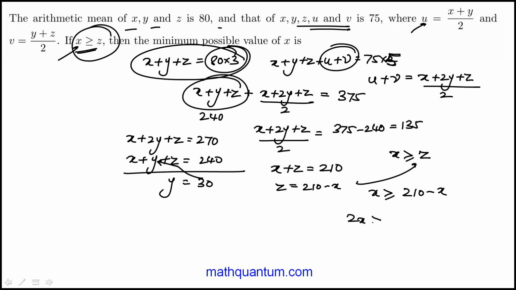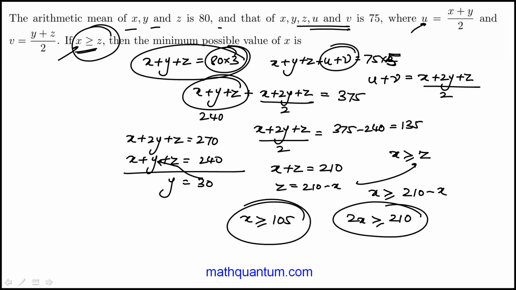and you'll get 2x. Because remember, our goal is to get to what the question is telling us about x. All of the other variables are of no interest, so you want to get rid of those. And this tells you x is equal to 105 or greater. And now it's easy to answer that question. The minimum possible value is 105.